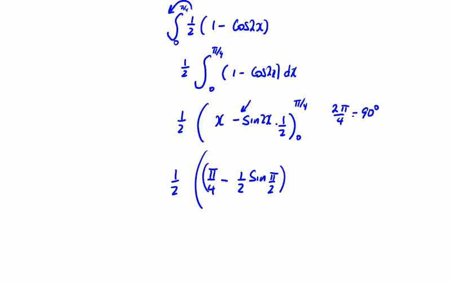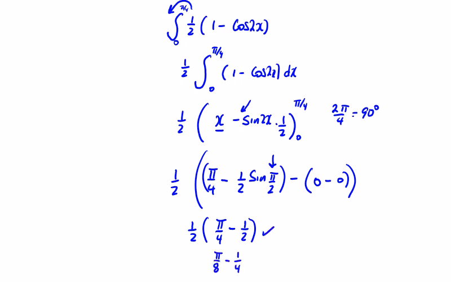Actually, we need 2 brackets here, so that's the first bit. And then we have minus 0 goes in for x. And then we have the sine of 0. And actually, that's also 0, so that gives us no value. So we're going to have a half on the outside. On the inside, we have pi over 4 minus the sine of 90 is equal to 1, so we have minus a half. So that's going to be pi over 8 minus 1 over 4, or this is probably fully correct too.